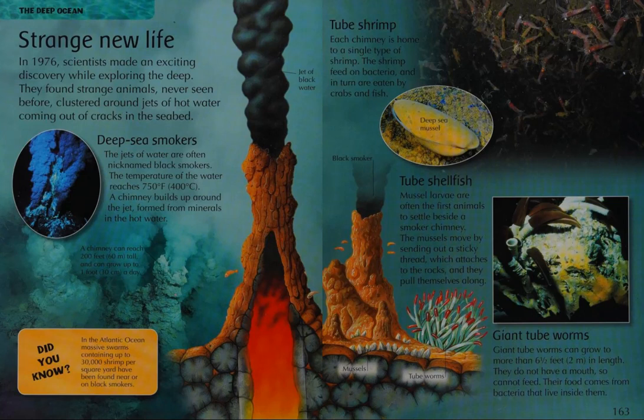The mussels move by sending out a sticky thread, which attaches to the rocks, and they pull themselves along. Deep-sea mussel. Giant tube worms. Giant tube worms can grow to more than 6.5 feet, 2 meters, in length. They do not have a mouth, so cannot feed. Their food comes from bacteria that live inside them.